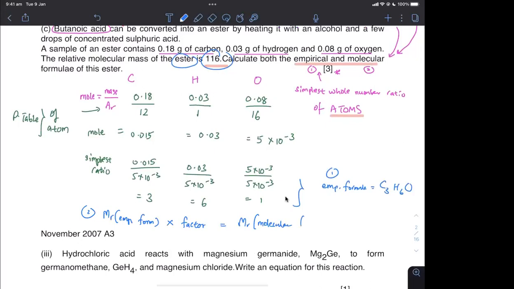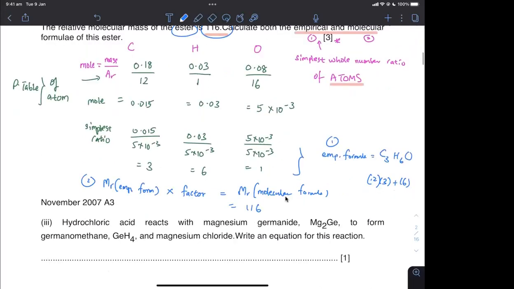Because how many atoms are there actually? Well, 116. How many atoms are there in the empirical formula? So 12 times 3 for the carbon, and then 6 times 1 for the hydrogen, and then 16 times 1 for the oxygen. So you get 58. So 58 times the factor. Your job is to find out what factor it is. Your factor is going to be 116 over 58, which is 2.